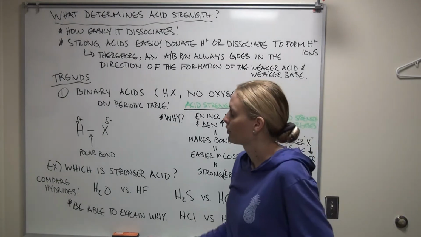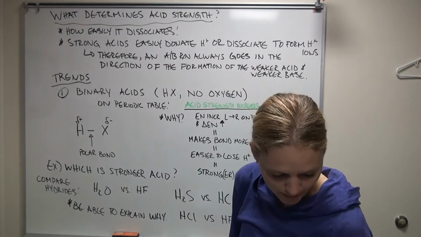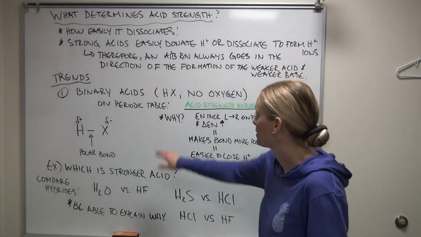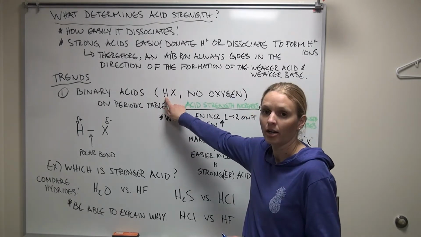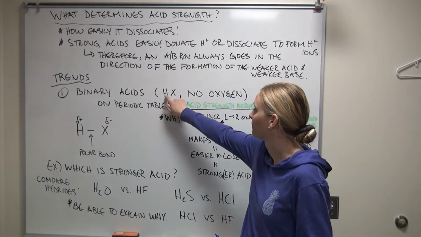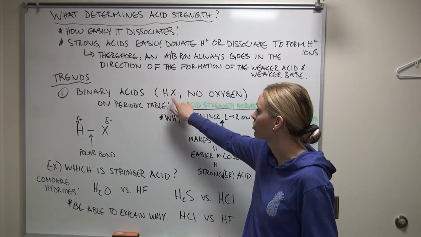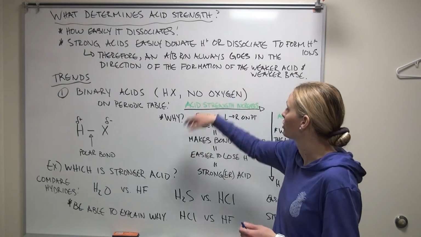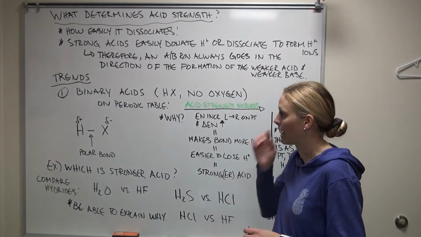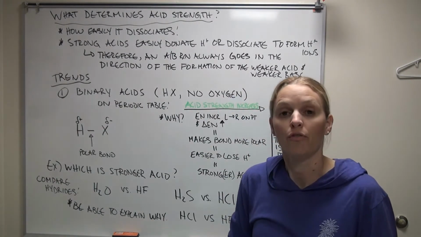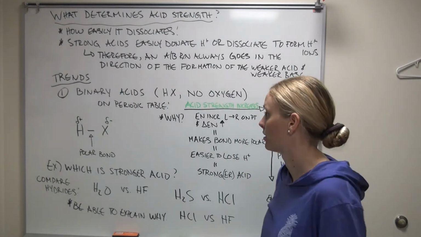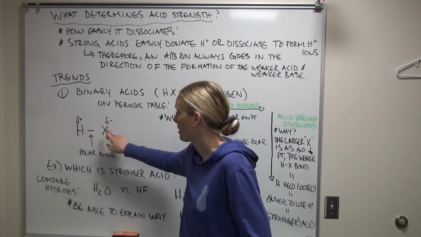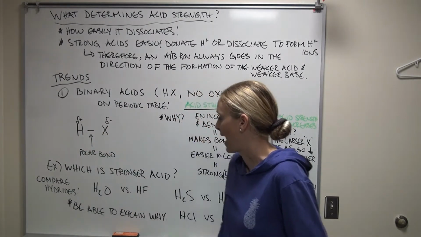Okay, so there's a couple different types of trends we're going to talk about. The first type of trend is for binary acids. Binary acids mean that we just have one, sometimes two hydrogens, if we're looking at hydrides, so a hydrogen bound to some atom here. And usually there's no oxygen present for binary acids. We have a specific scenario for oxyacids, which do have oxygens in them. So we're looking at an example that's something like this, hydrogen bound to some type of atom here.